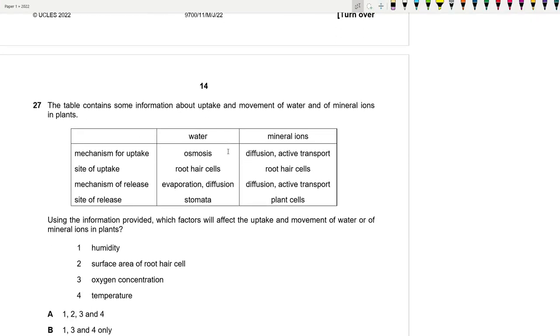Great. So 27. The table contains some information about uptake and movement of water and of mineral ions in plants. Using the information provided, which factors will affect the uptake and movement of water or of mineral ions?